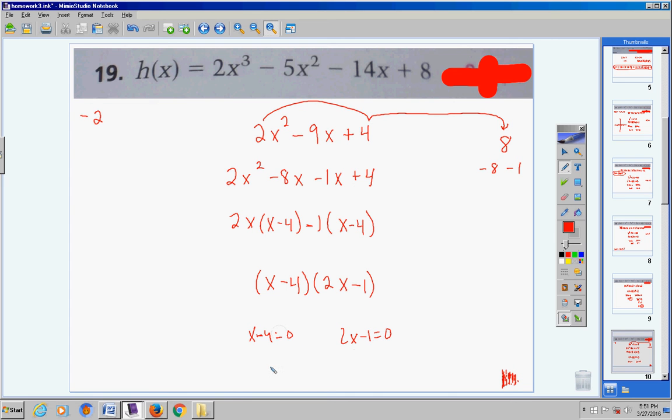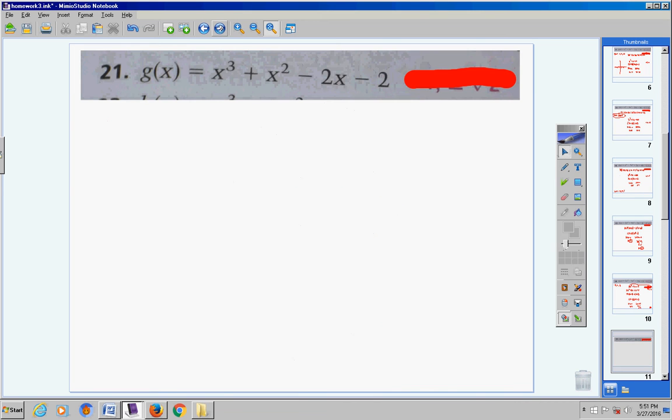Bring your 4 over and make it positive. Here, bring your 1 over and make it positive, then divide by 2. And 1 divided by 2 is 1/2. So my zeros are negative 2, positive 4, positive 1/2. Okay, there it is. Alright, moving on to the next section.